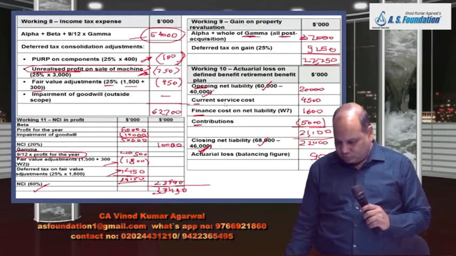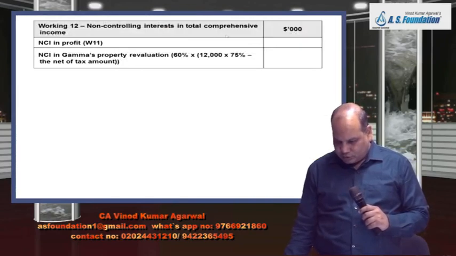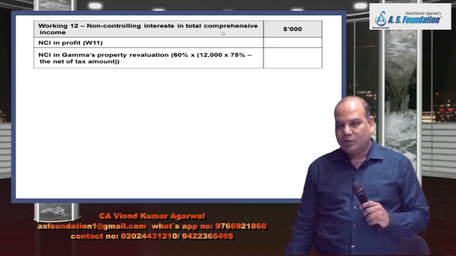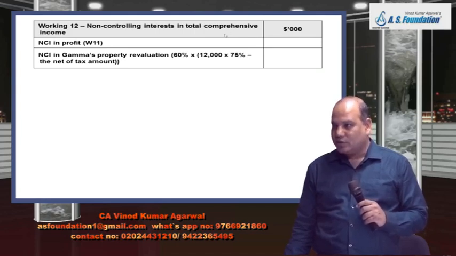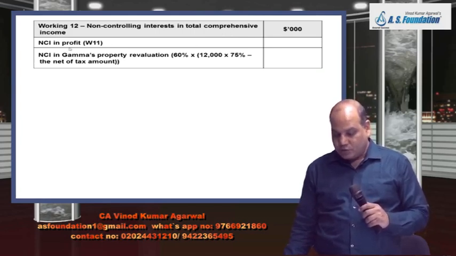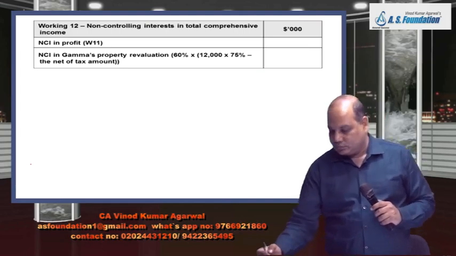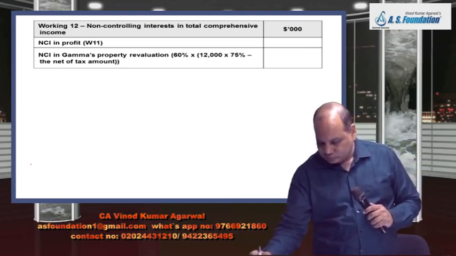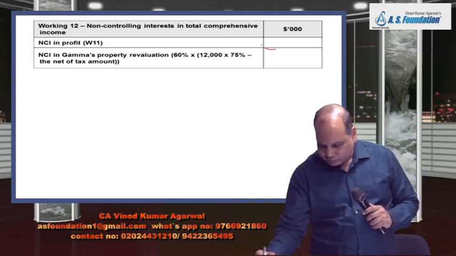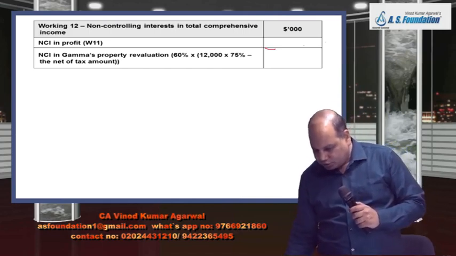So on the screen, kindly come to, is there any working note on this? Yes, it should be. Non-controlling interest in total comprehensive income. Last working note, I think. Is it there? First you write NCI share in the profit after tax. How much was that figure total? 33,490.